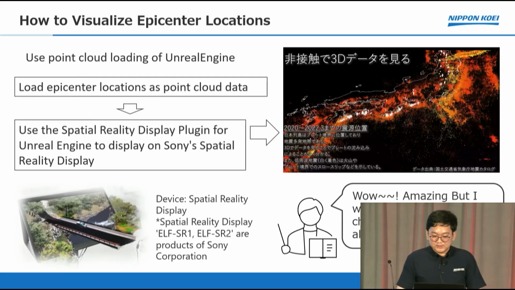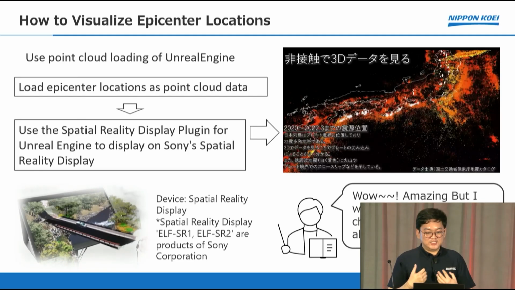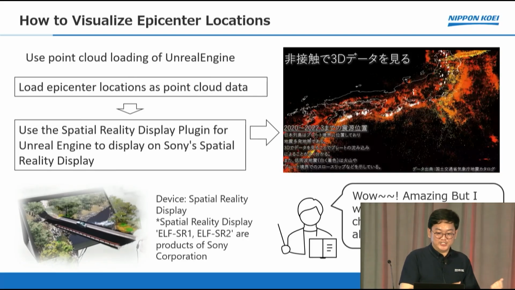That's made possible through the Sony dedicated plugin, which allows us to display the point data in a highly immersive way. There is a plugin called the Sony Spatial Reality Display plugin for Unreal Engine, and we use this plugin to make this content. When we showed this to experts in geoscience and disaster prevention, their reaction was very positive. They said, "That's great." At the same time, they also gave us several additional requests and suggestions for improvement, which we are now considering to improve our contents.